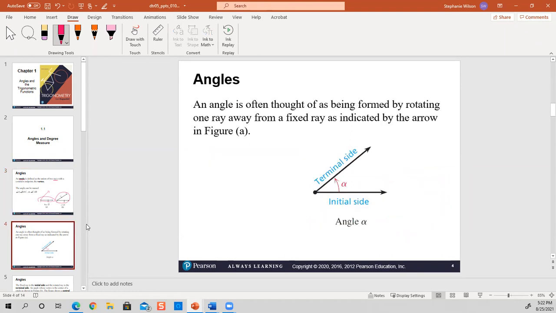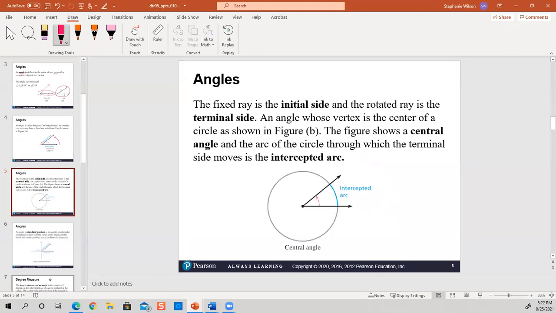An angle is often thought of as being formed by rotating one ray away from a fixed ray, as indicated. So here we go. We have a terminal side, which is the one that is moving away from the initial side. So the fixed ray is the initial side and the rotated ray is the terminal side. If you need to, I would encourage you to make a little note on this here. Sometimes it will help you to understand what's going on in the diagram.